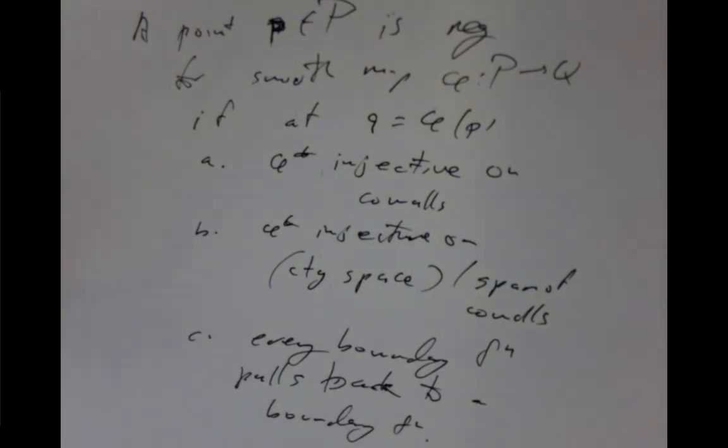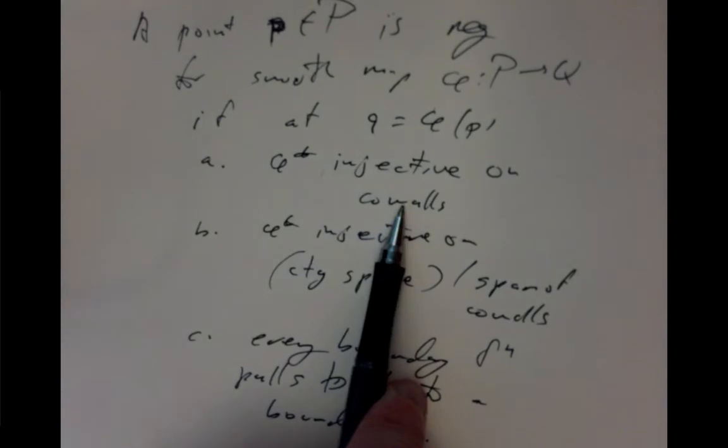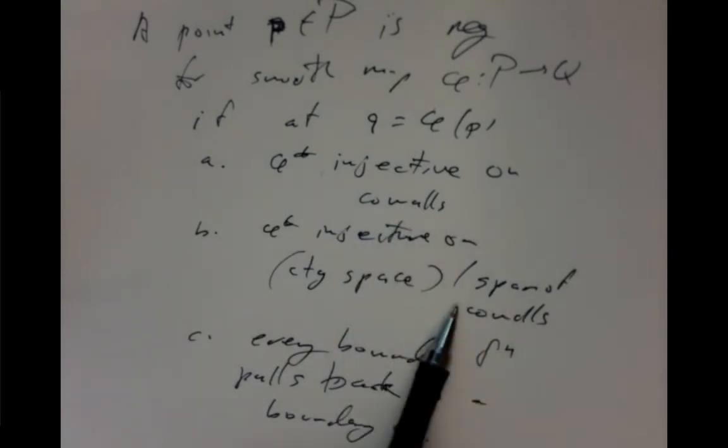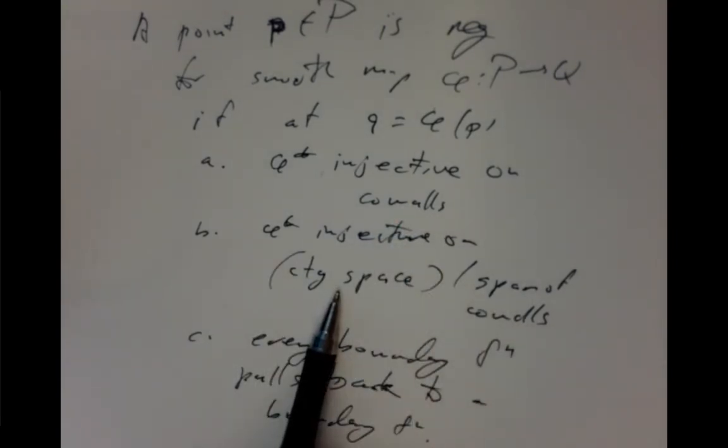So it requires a lot more checking. You have to differentiate and check injectivity on the co-walls. Then you quotient out by the co-walls. You still have to have injectivity in what's left over, and those are independent conditions. And then finally, you need boundary functions to pull back to boundary functions. So that's what it means for it to be a regular point.